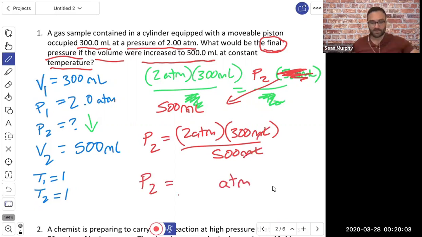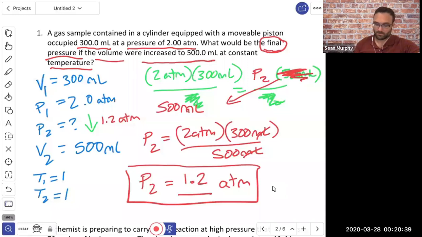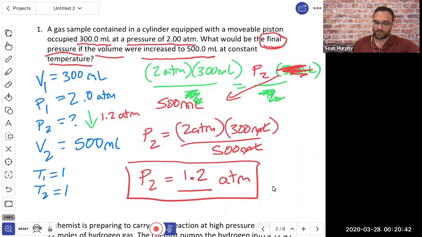And let's get Pinky out. Get your calculator. 2 times 300 divided by 500 is 1.2. All right, so box in your answer. Is our prediction correct? Did it drop from 2? It did. It went to 1.2. Makes sense. All righty, let's go to problem number 2.